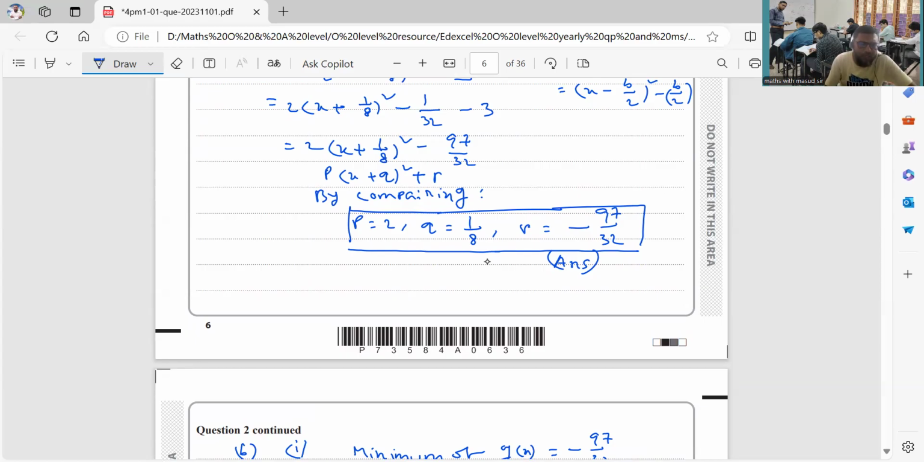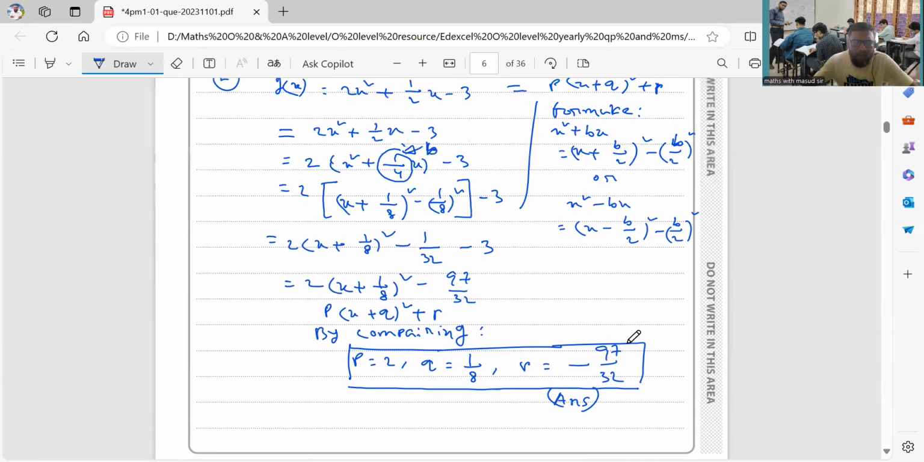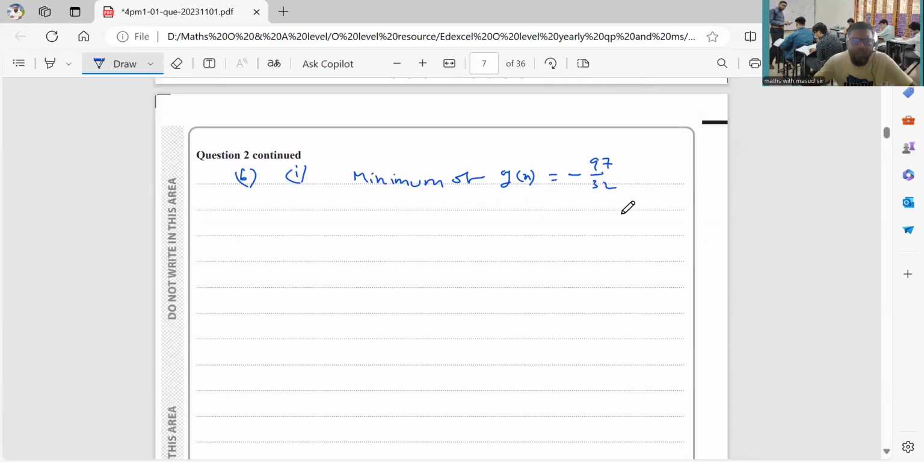And the value is minimum because a whole square always gives you 0 or a positive value. So if you get 0, this should be the minimum value. If you get a positive value, this should also be the minimum value, because squares are always 0 or positive. If you take any value of x, the whole square always gives you 0 or positive. So if you get a positive value in the square form, the answer should be more than minus 97/32. So that means the minimum value is this. Logically you're correct and conceptually it is correct. So the minimum value is minus 97/32.